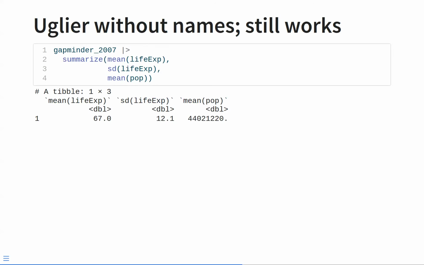You can still use summarize without providing any names for the columns. It'll work. The results are a bit uglier. What R will do instead is it will give your columns names that are exactly the same as the command you used to compute them.